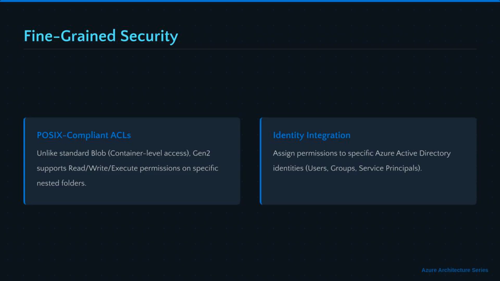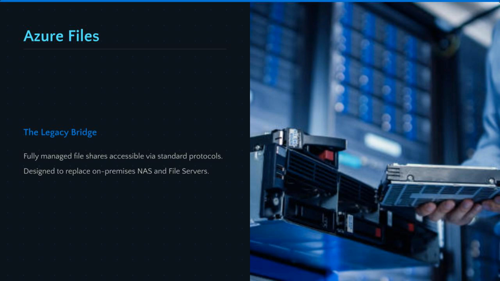Next up, Azure Files. While Blob and Data Lake are cloud-native concepts designed for modern applications, Azure Files is the bridge to the legacy world. It provides fully managed file shares in the cloud that are accessible via the industry-standard SMB, Server Message Block Protocol, or the NFS, Network File System Protocol. The architecture here is designed to replace your on-premises NAS, Network Attached Storage, or file server. You don't want to manage a Windows Server VM just to share files, you use Azure Files.